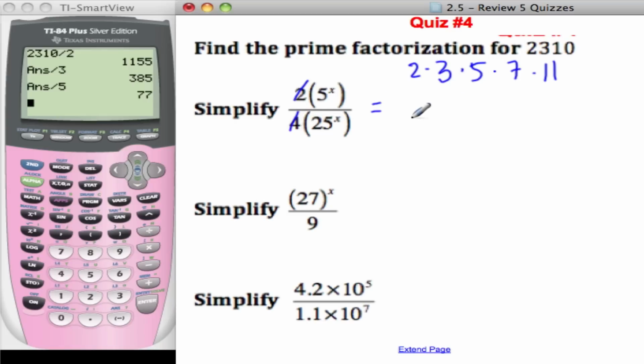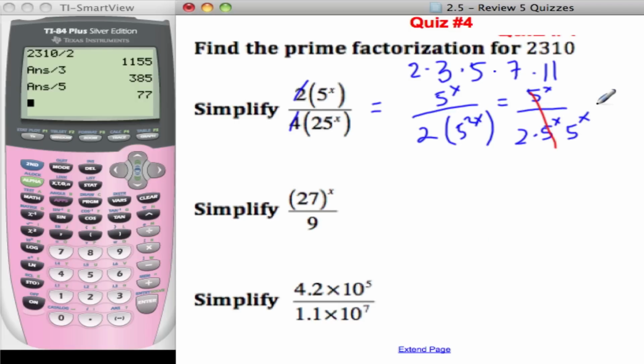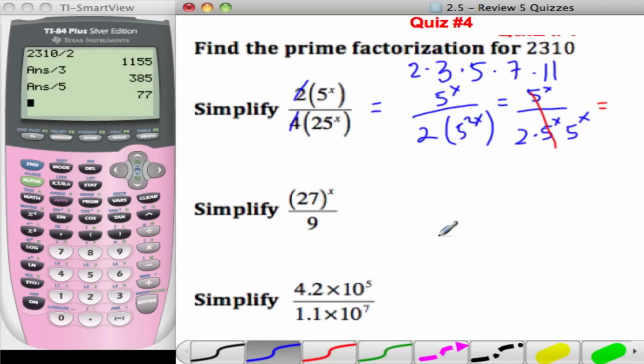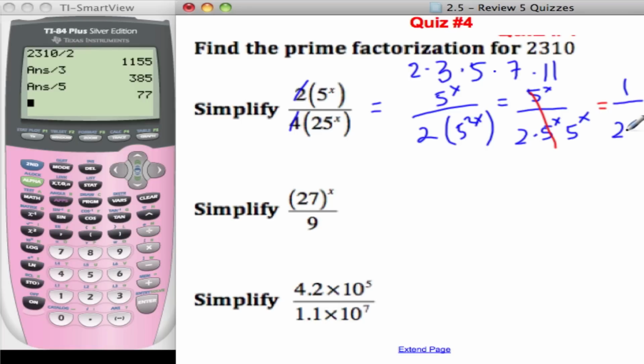2 divided by 4, I get a 2 on the bottom, 5^x on the top, and 5^(2x) on the bottom. So that's 5^x over 2 times 5^x. That's one way to do it. Cancel these out, and we're left with 1 over 2 times 5^x. That's not 10^x.